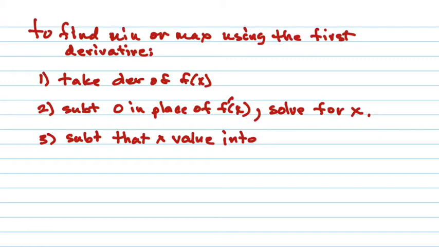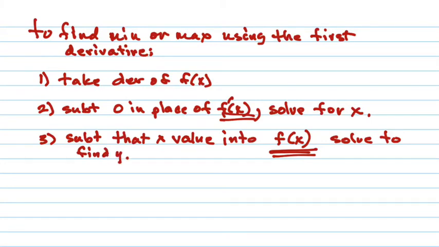Okay. All right. Substitute that x value into f of x. Now be careful. You're substituting 0 in place of the function value after you take the derivative. So the derivative, because you want to find out where the slope is 0. But now I'm looking for a function value. That means I go back to the original function. Okay? And solve to find y.